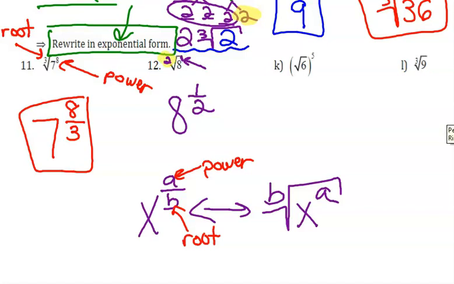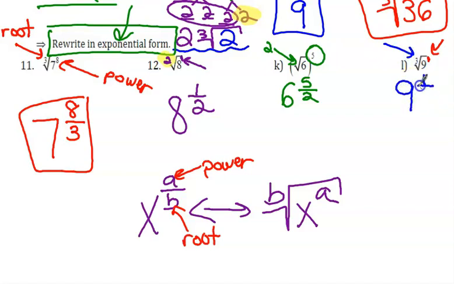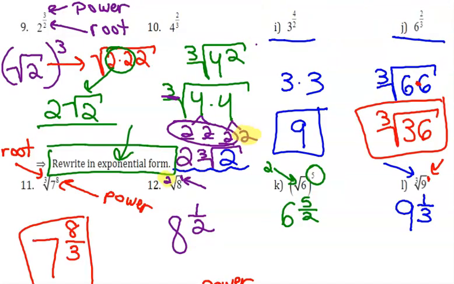All right, for K, the power is 5, and the root is 2. So I'm going to write 6 to the 5/2. And the final one, 9 to the 1st, there's no power, so I know that there's an invisible 1. And the root is 3. So I have 9 to the 1/3. Okay, so that's how I would rewrite it from a radical to an exponential form. All right, have a great day.